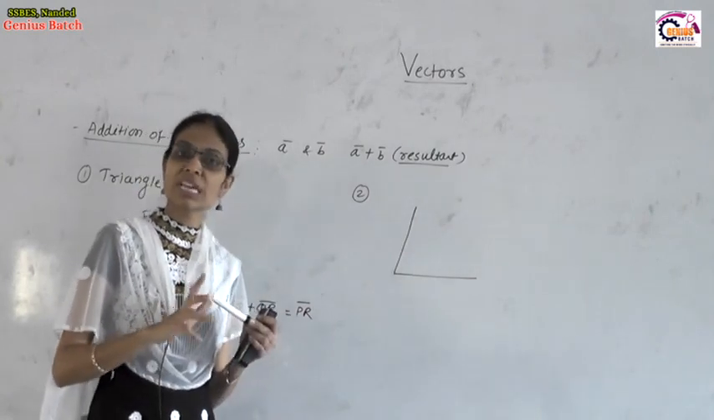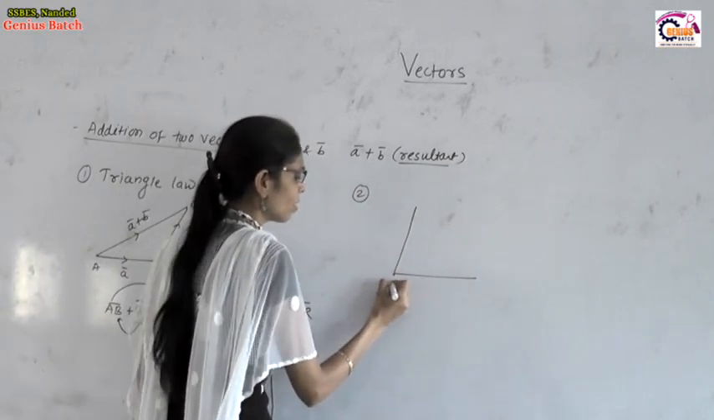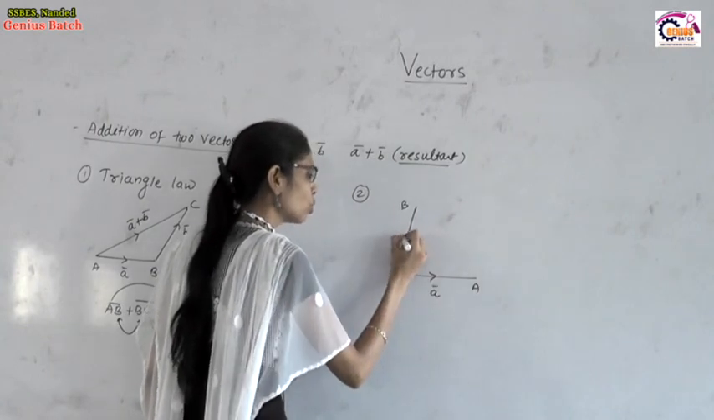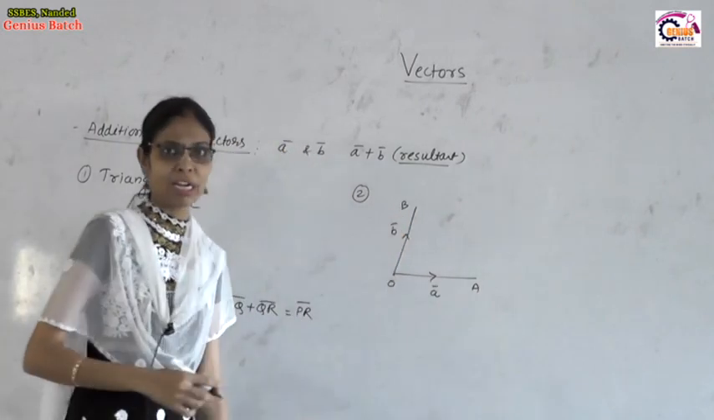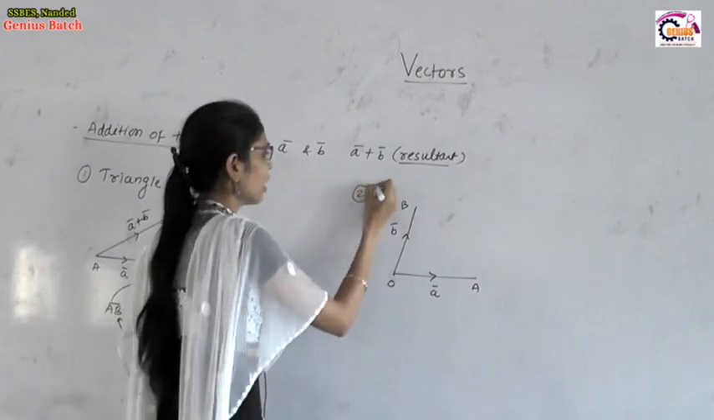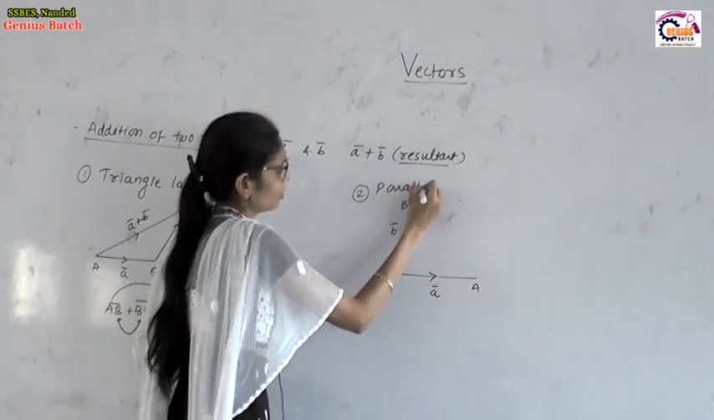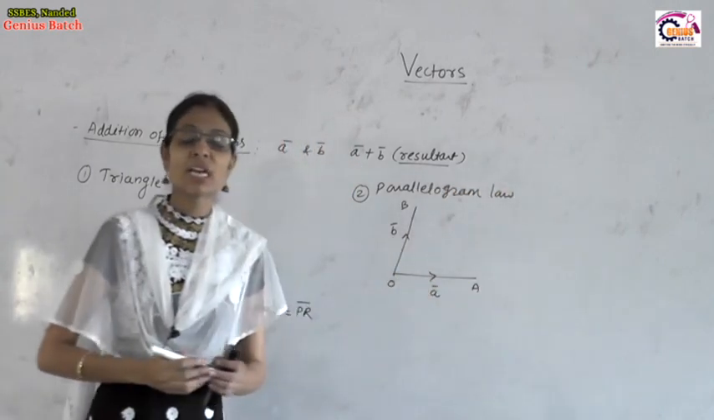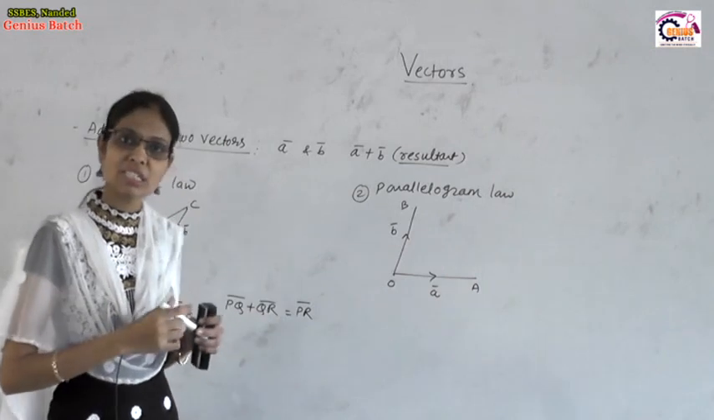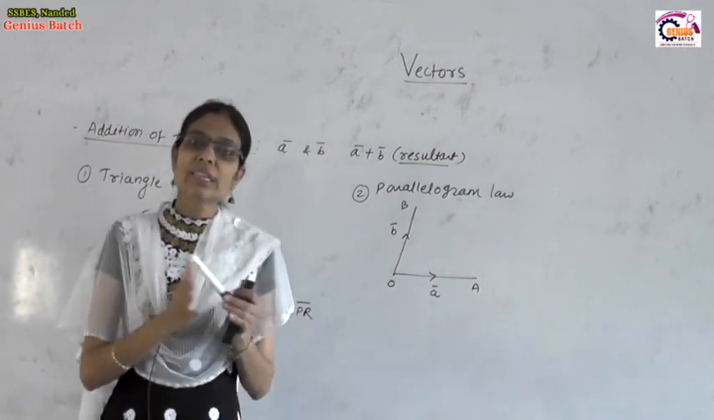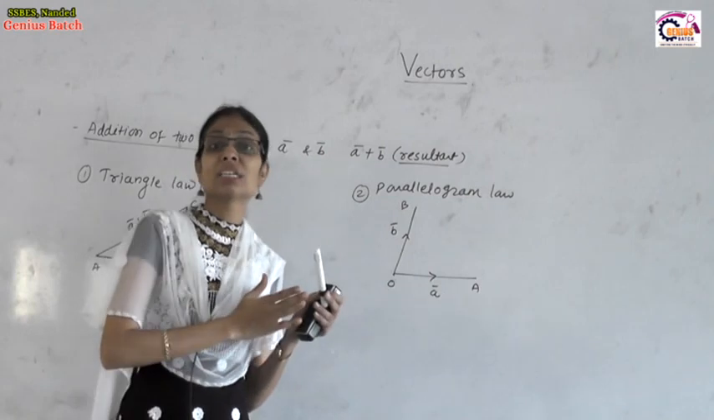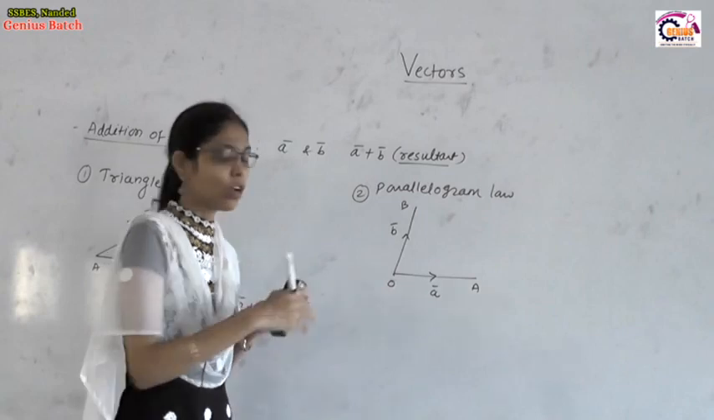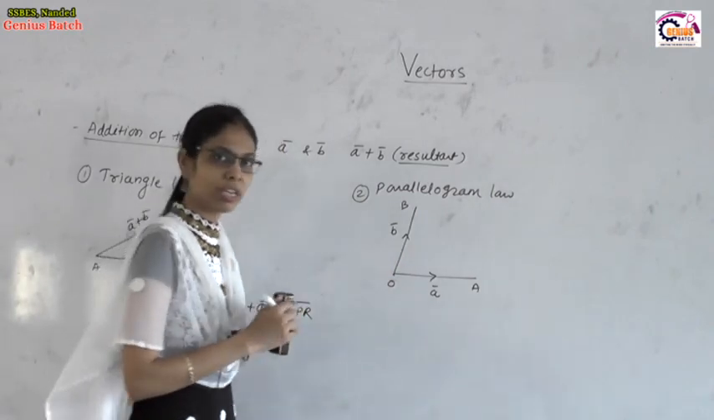Vectors having the same initial point. So suppose vector A and vector B lie along two adjacent sides of a parallelogram. Now we are talking about the parallelogram law. What it says: if vector A and vector B lie along two adjacent sides of the parallelogram, then their resultant lies along the diagonal of the parallelogram having the same initial point, or co-initial with the two given vectors.